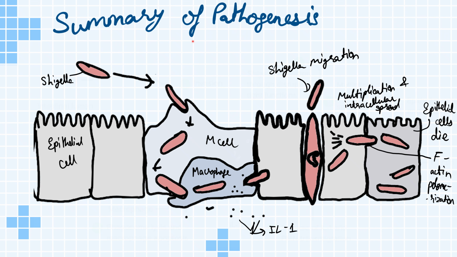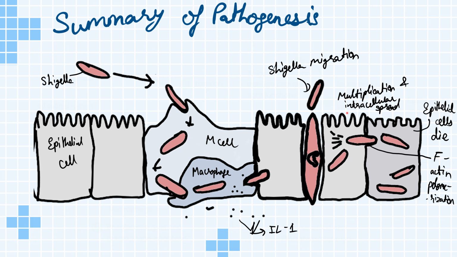So let's summarize the entire pathogenesis of Shigella. After ingestion, Shigella survives the acidic environment of the stomach and reaches the intestine. It then targets the specialized M cells present over the Peyer's patches and crosses the intestinal barrier. After entering the submucosa, Shigella is engulfed by macrophages. But instead of getting destroyed, it lyses the phagosome and induces macrophage apoptosis. This leads to release of interleukin-1 and recruitment of neutrophils.